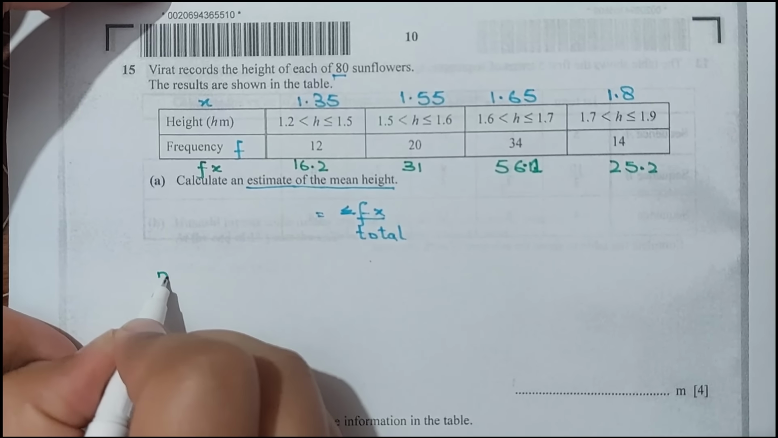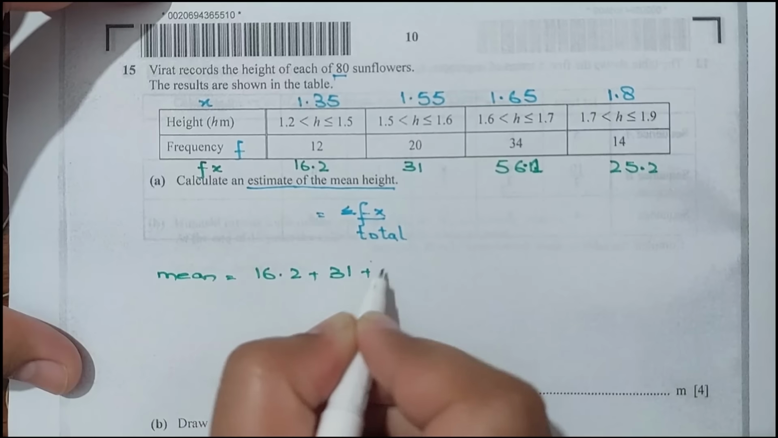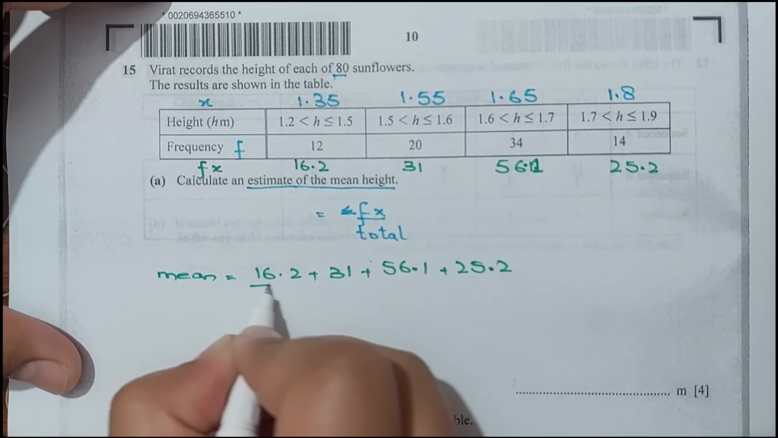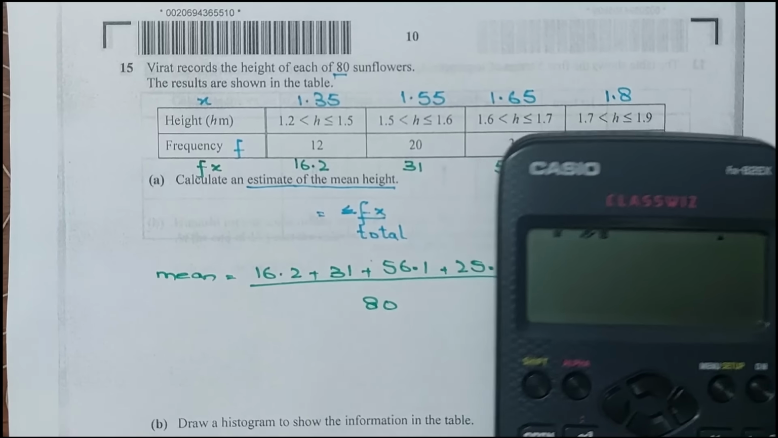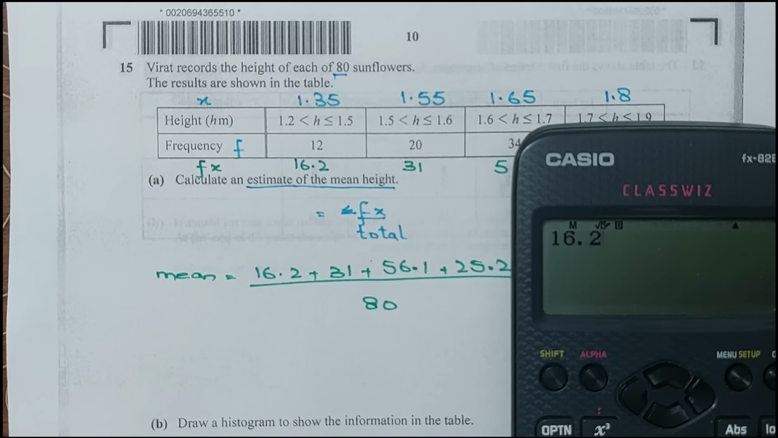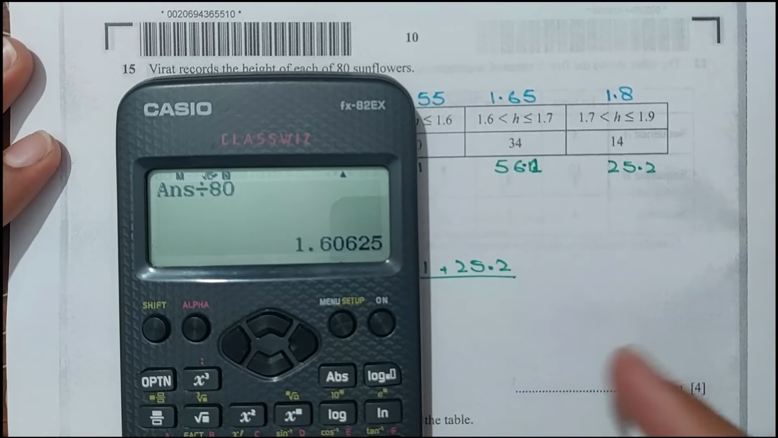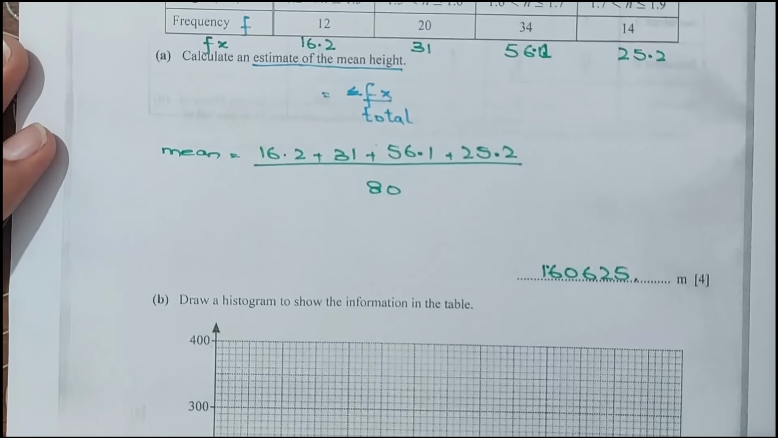Okay, now the mean would be the sum of 16.2, 31, 56.1 and 25.2 divided by the total, which is 80 sunflowers. This should be 16.2, 31, 56.1, 25.2 divided by 80. That gives 1.60625 meters, the estimated mean.